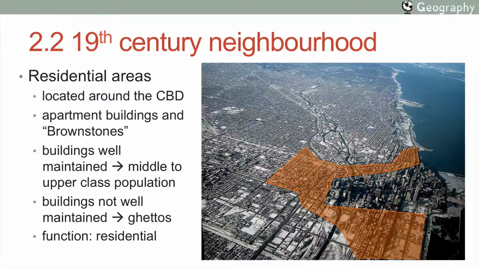Where are they located? Residential areas, whether they are poor or rich, are usually gathered around the Central Business District, close to the industrial area because it gives the workforce for the industrial area. You can find different kinds of buildings, apartment buildings and brownstone houses. The buildings well maintained usually show that it belongs to a middle or upper class population, and the buildings that are not well maintained usually show that you are in the ghetto. The main function of these areas is, of course, residential. People live there and they go to the center to work.